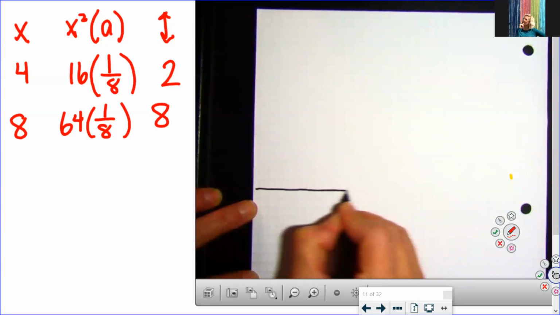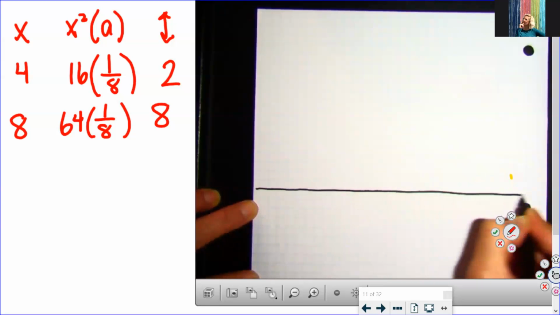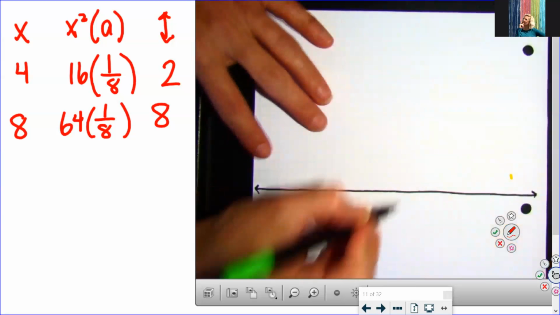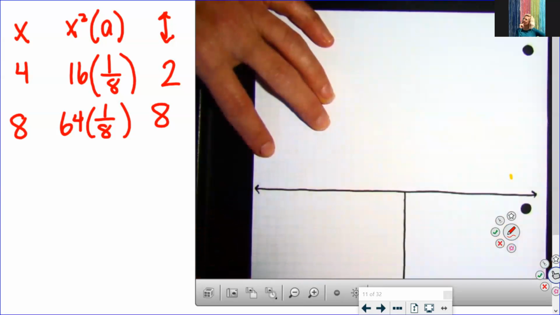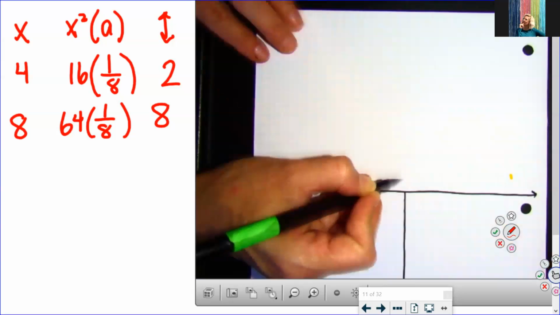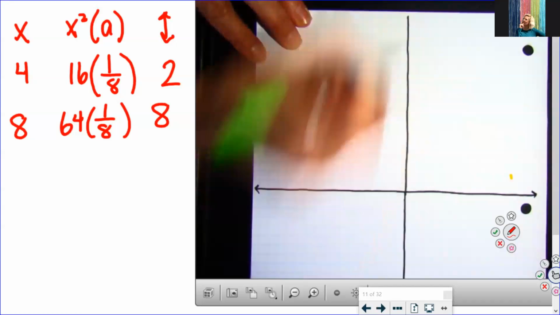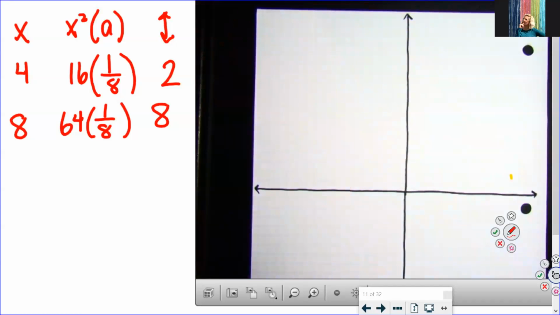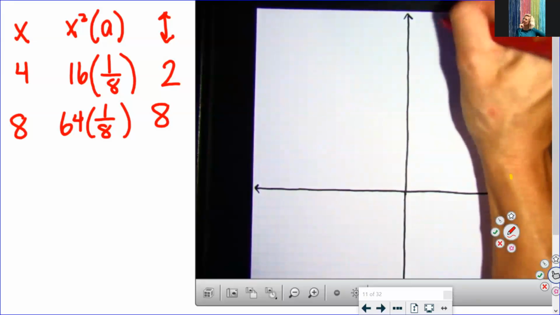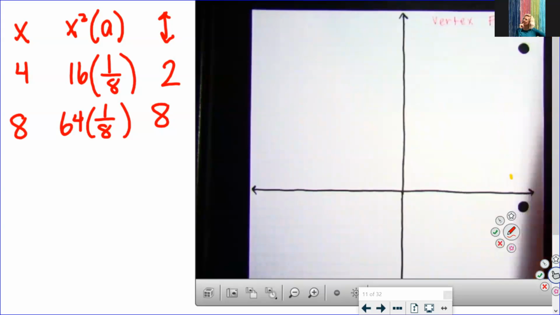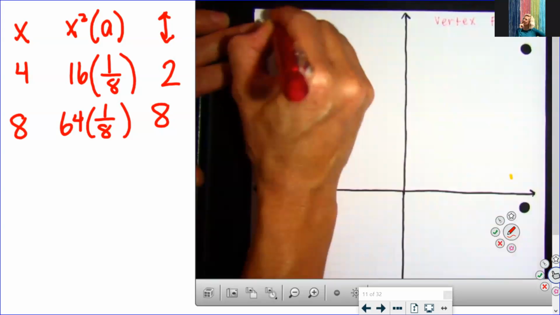I'm just going to kind of estimate the center. It doesn't have to be perfect. Same kind of format. We're going to put vertex form on the side, on this right side at the top. We're going to convert it to conic standard form later.